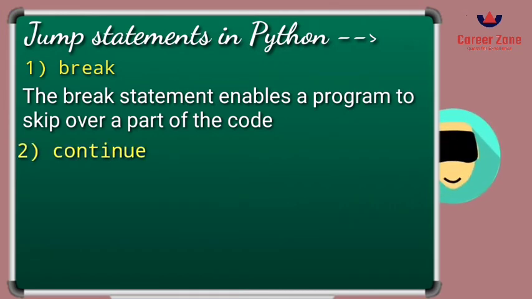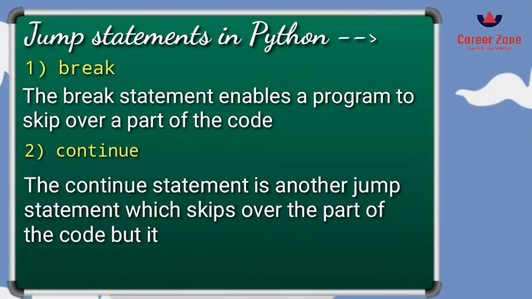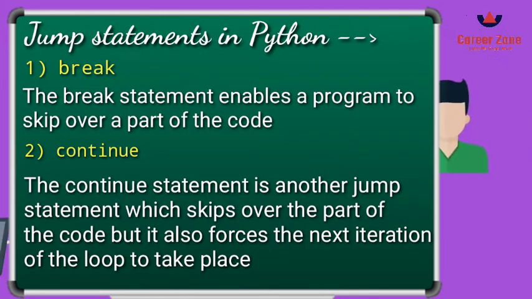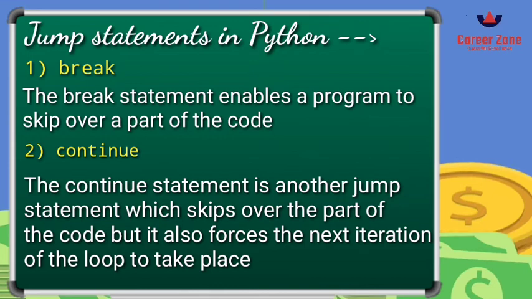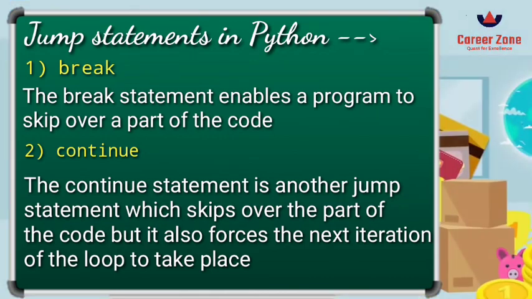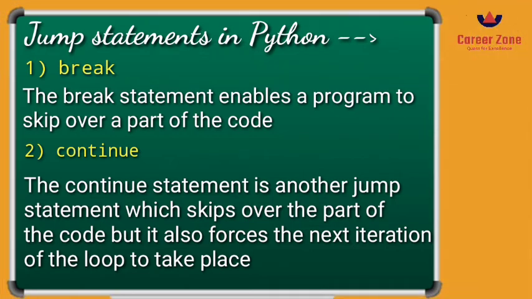The continue statement is also a jump statement. It also helps you to skip over a part of code, but it is quite different from the break statement, because the break statement stops the program from executing at a particular moment of time, and continue helps the looping statement to continue the iteration or the work which is written inside the code. So this is how these two are different. Let us see it with an example so that it is more understandable.